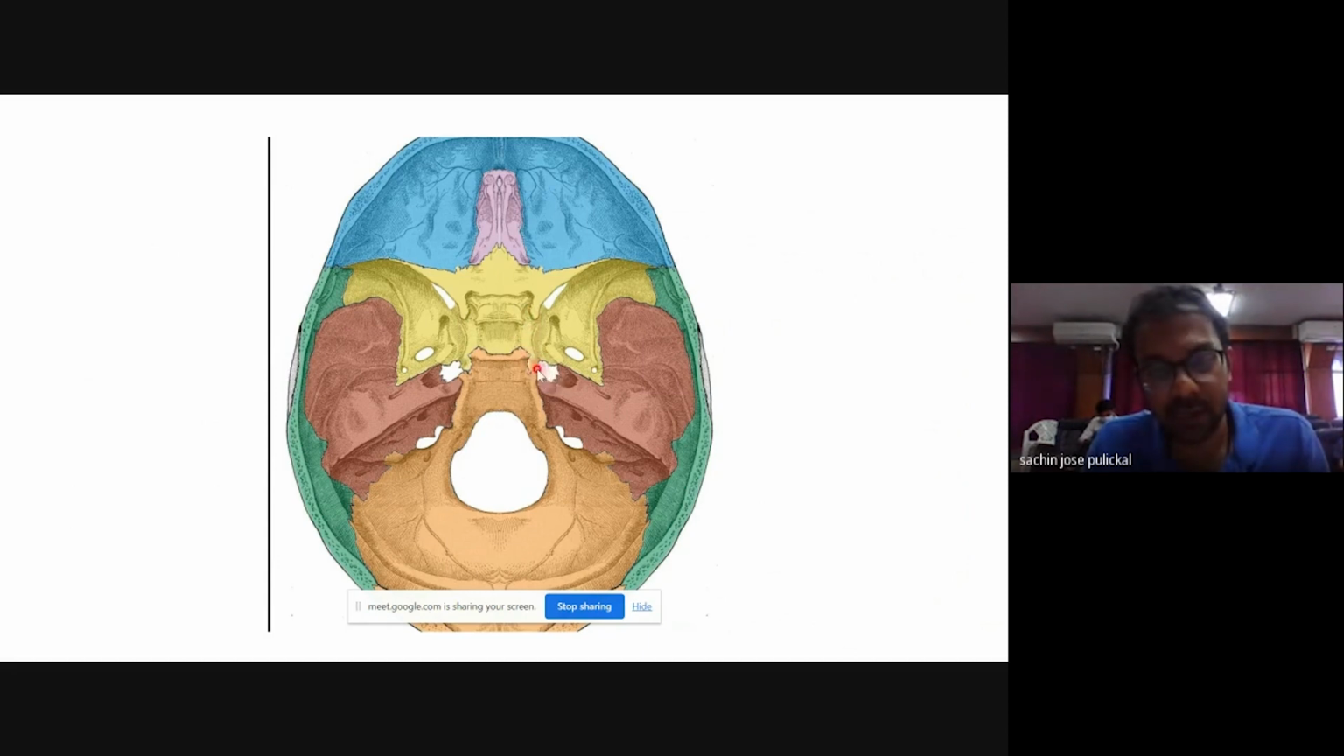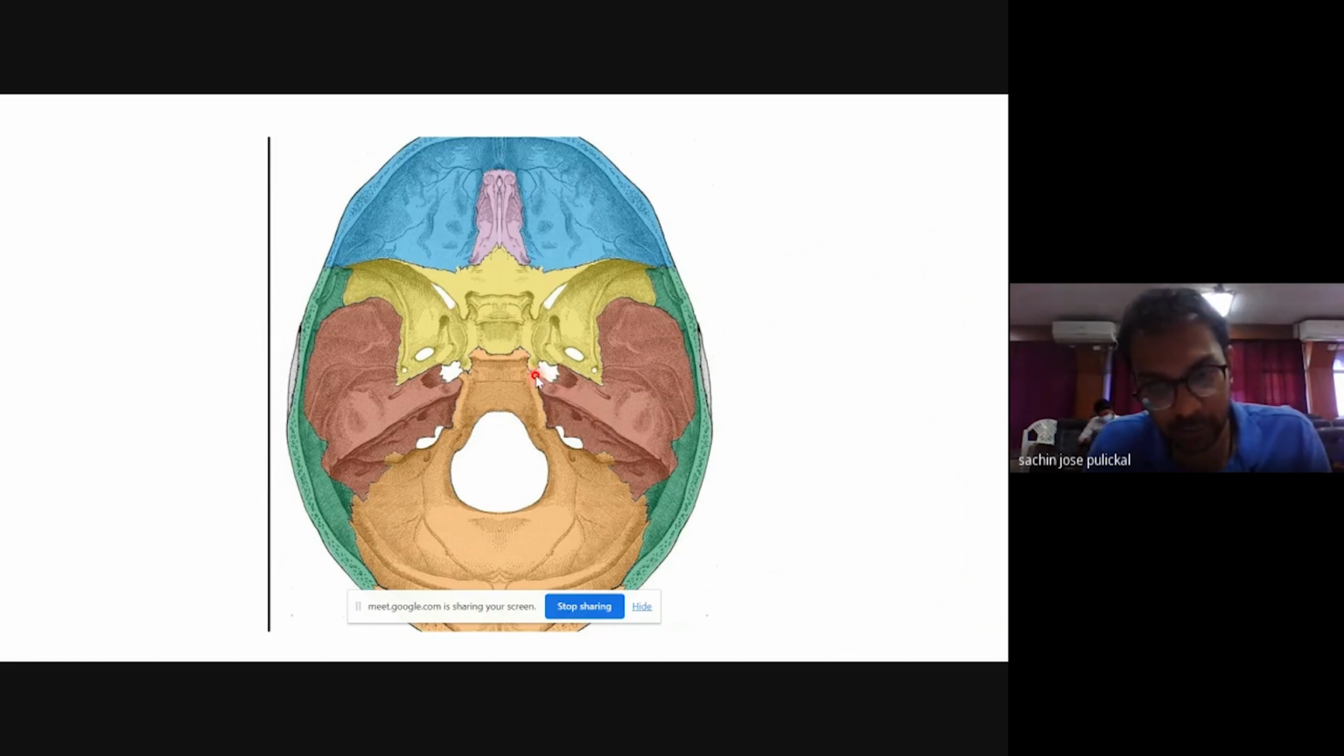Okay, so we'll be coming across this later in the presentation. And here is the sella. The optic chiasm will be somewhere here. The tuberculum sellae, dorsum sellae, and this is the posterior clinoid process, the lateral aspect of the dorsum sellae. So posterior clinoid process, anterior clinoid process, and this is the petrous bone. So the petrous apex will come somewhere here.